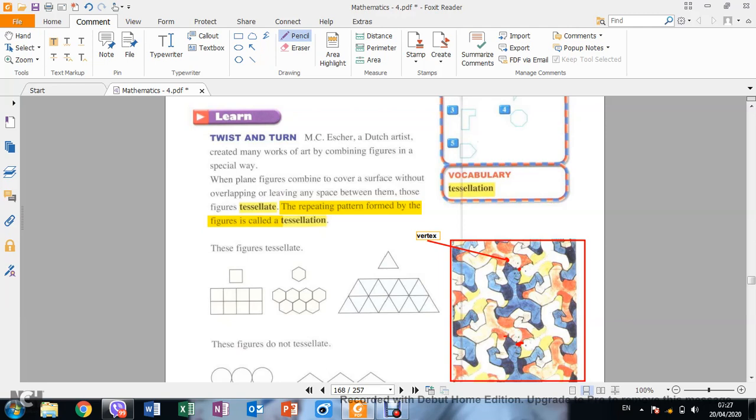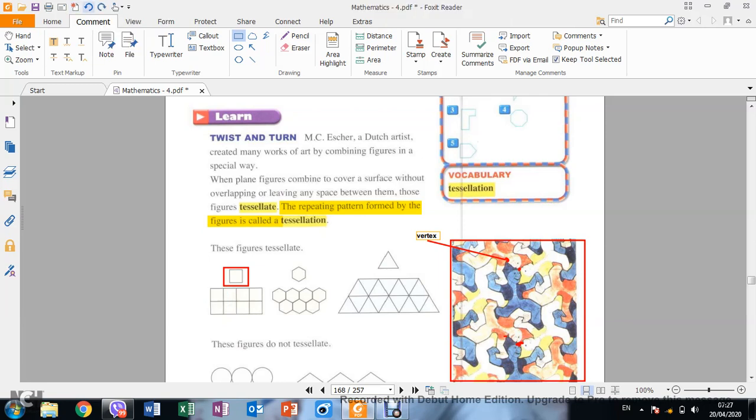For example, look at this rectangle. When we repeat this rectangle, it hasn't any space between them. They fit to each other. Look, for example, at this one. This rectangle fits to this one.